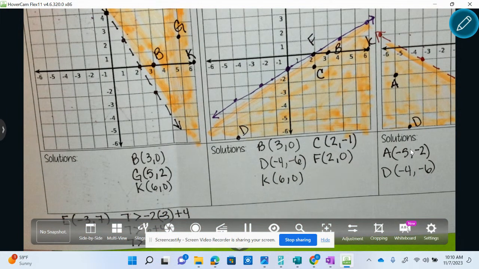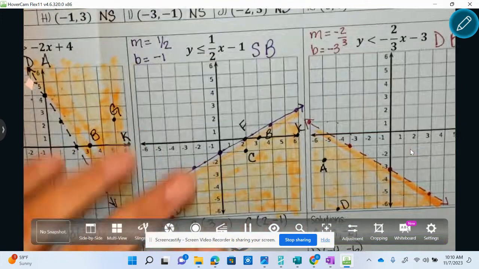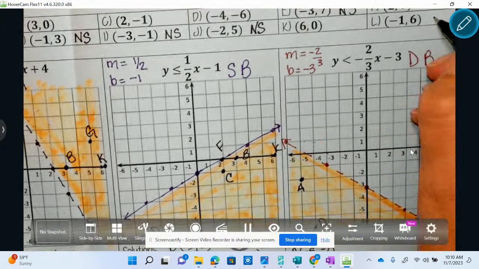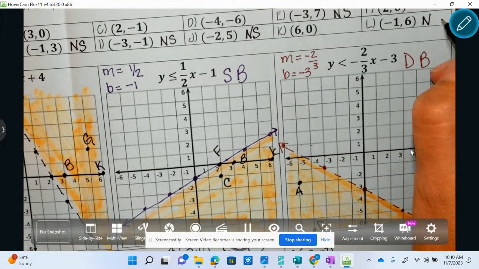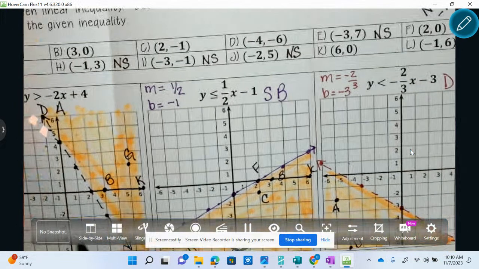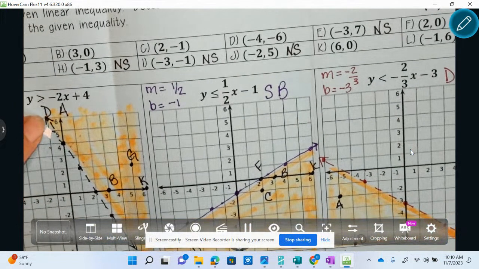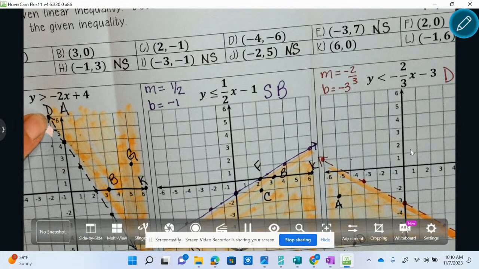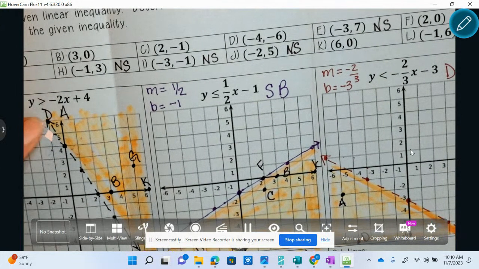Okay. What about point L? -1, 6. Not a solution. You're right. It's not a solution. And I'm going to go back to -1, 6. It's right on the line, but it's a what kind of line? Dashed. That's why it's not a solution.